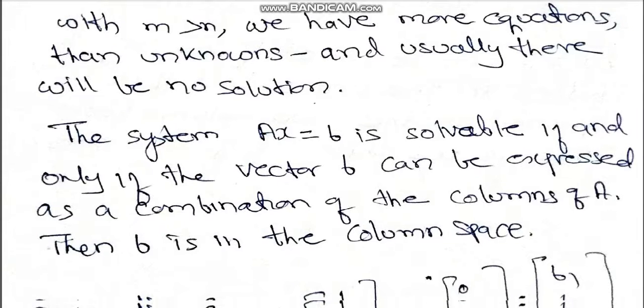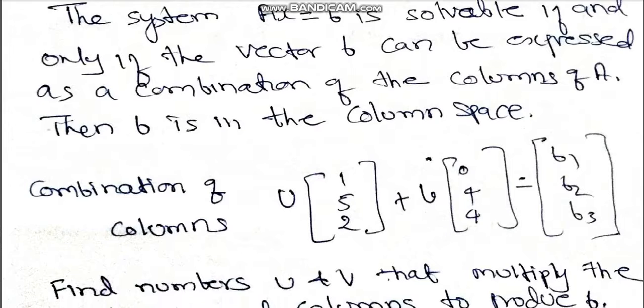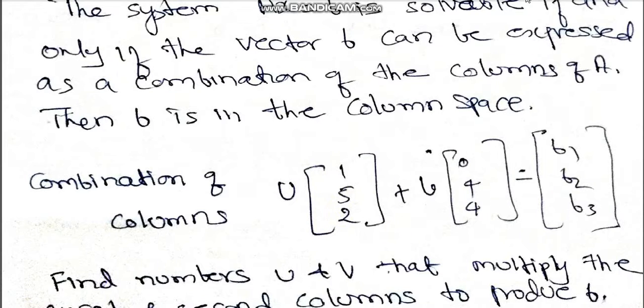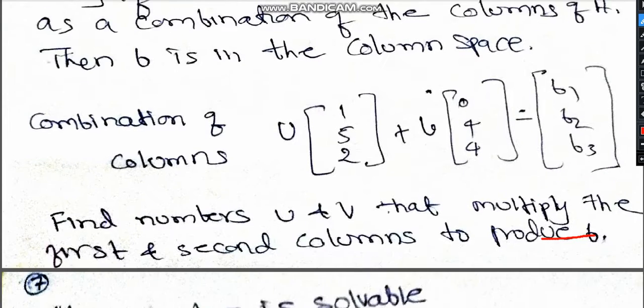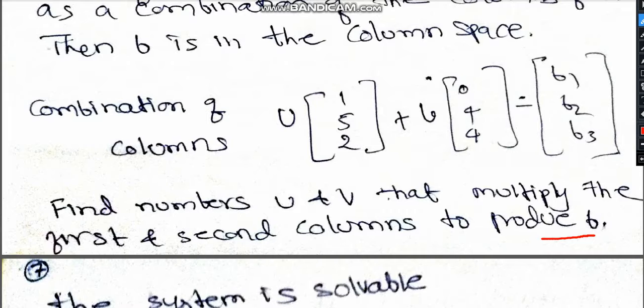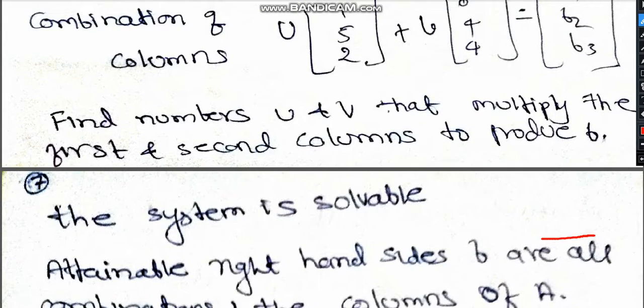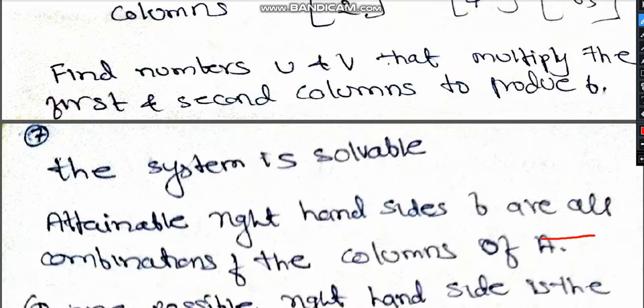So take the first example itself. I told you the first column represents u and the second column represents v. I can write the matrix as u into the first column plus v into the second column, and the result is equal to b. Find the numbers u and v that multiply the first and second columns and give you the result b. The system is solvable. Attainable right hand sides b are all combinations of the columns of A.